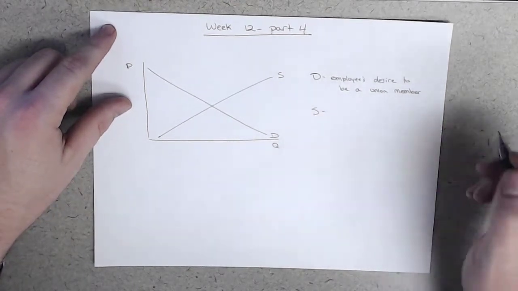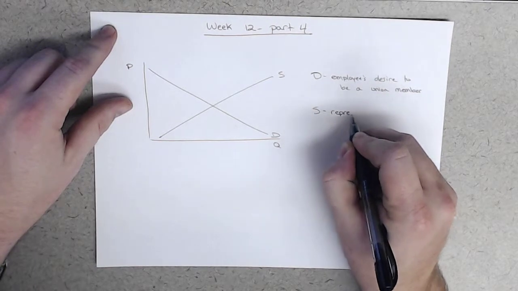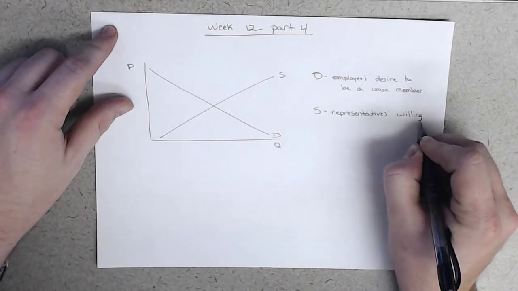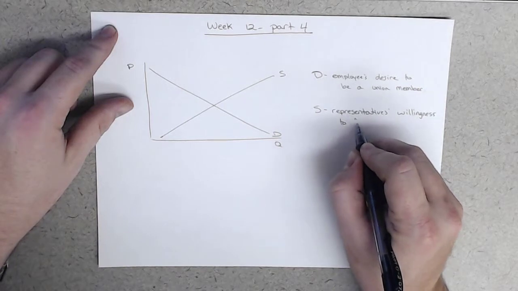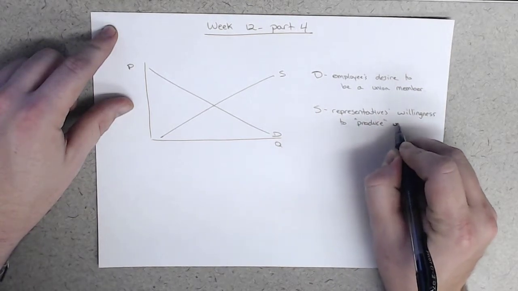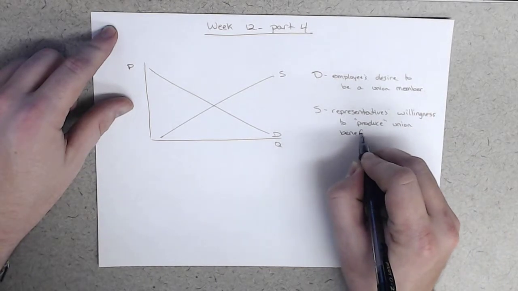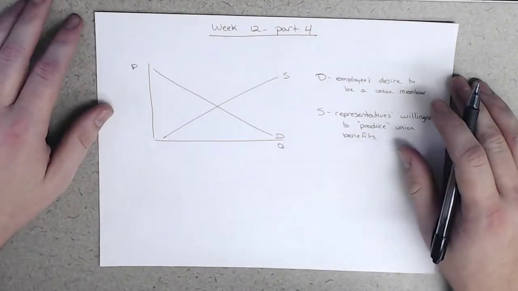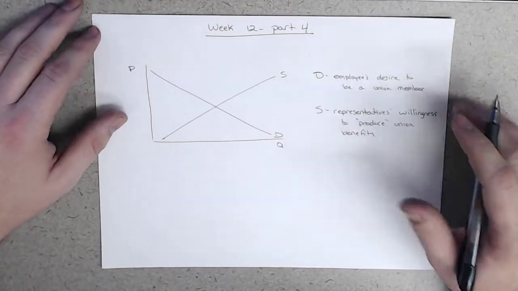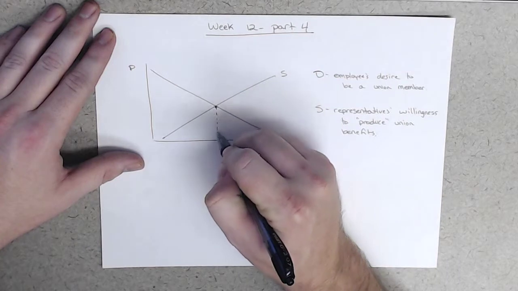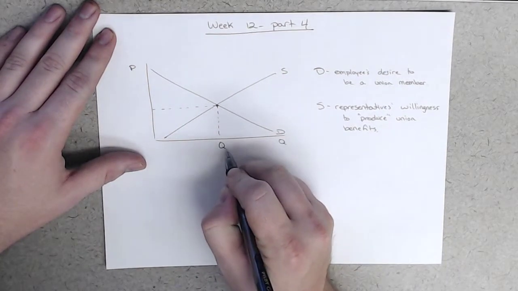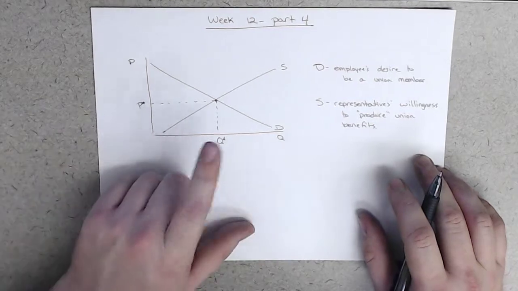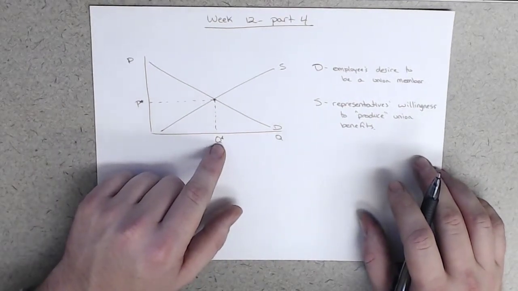So the supply curve would be the representatives' willingness to, quote unquote, produce union benefits. If they're getting paid more, they're going to be more willing to provide union benefits. And so the intersection of these two curves, the demand for union membership and the supply of union membership, gives us the equilibrium price and quantity, so the equilibrium price of joining the union and the equilibrium number of people that actually join the union.